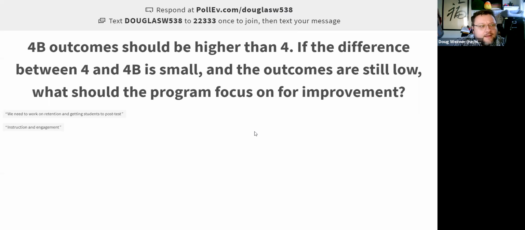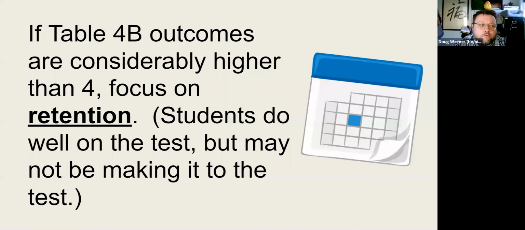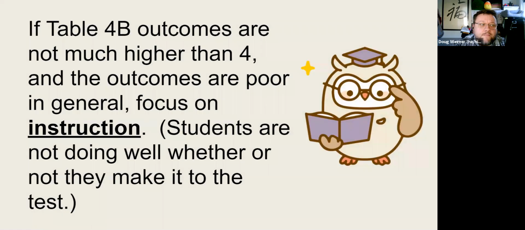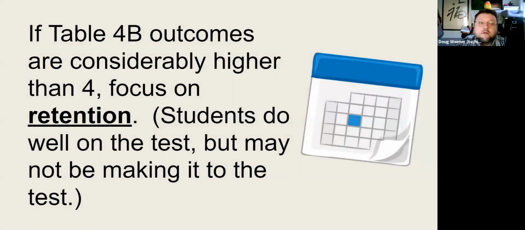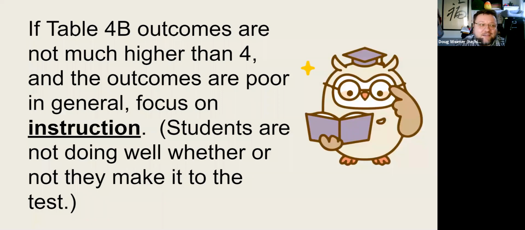So I'm going to go ahead and move on from here. If we see that your table 4 and your table 4B outcomes are about the same and they're both low, I would argue that you need to focus on instruction. If 4B outcomes are a lot higher, then probably it's your retention you've got to work on. Students aren't making it to post test, but when they do get to post test, they tend to do well. But if your 4 and 4B outcomes are not that different from each other and they're low outcomes, then it's probably an instructional issue, because that's telling us whether the student makes it to post testing or not, they're not doing very well.